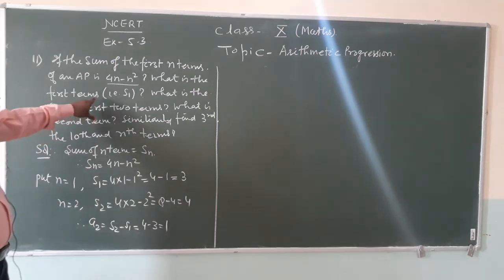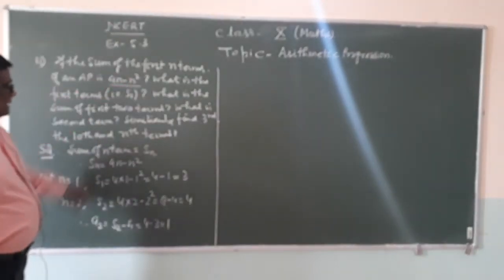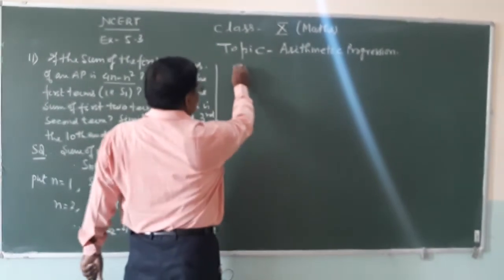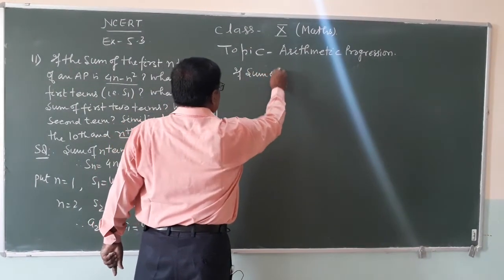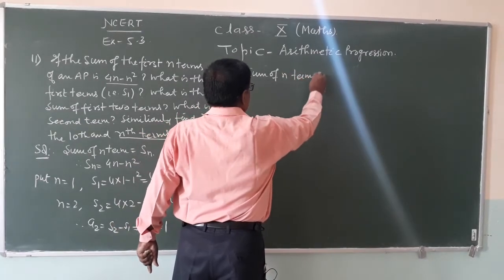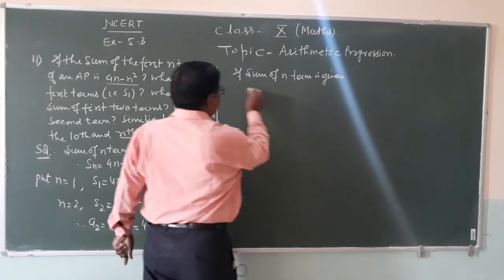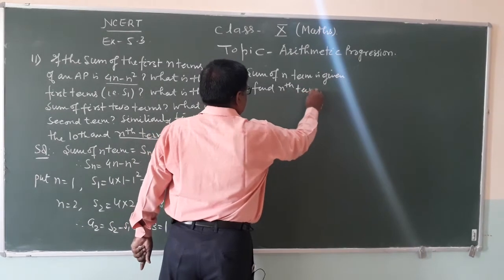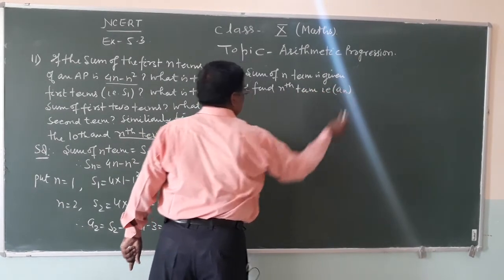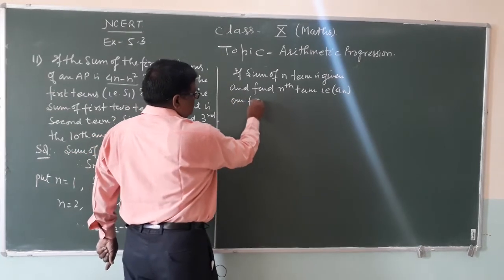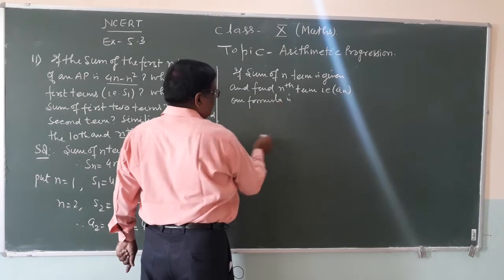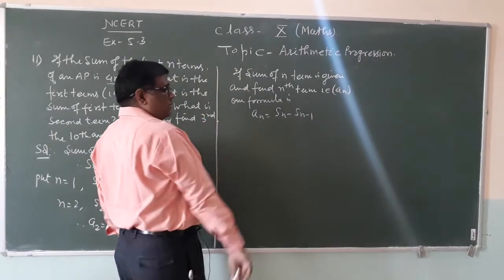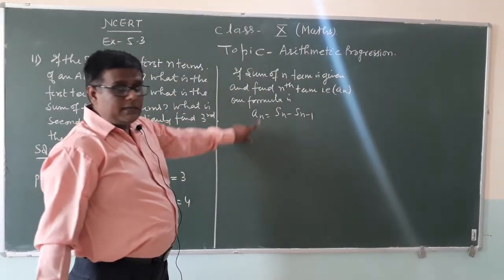In this case, if the sum of n terms is given and we have to find the nth term, we can use the formula: an is equal to Sn minus Sn minus 1. In this formula we find the nth term, that is an.